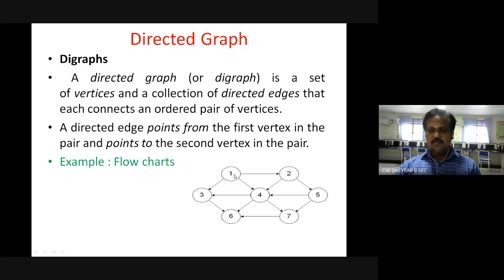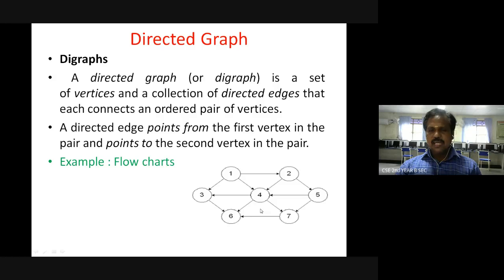In this diagram, we can visit from 1 to 3, 1 to 2, 1 to 4. From 3, we can traverse only to 6. From 4, we can traverse only to 3 and 7. From 2, we can traverse to 4 and 5. From 5, we can traverse to 1, 4 and 7. From 7, we can traverse only to 6. From 6, we cannot traverse to any other vertex.